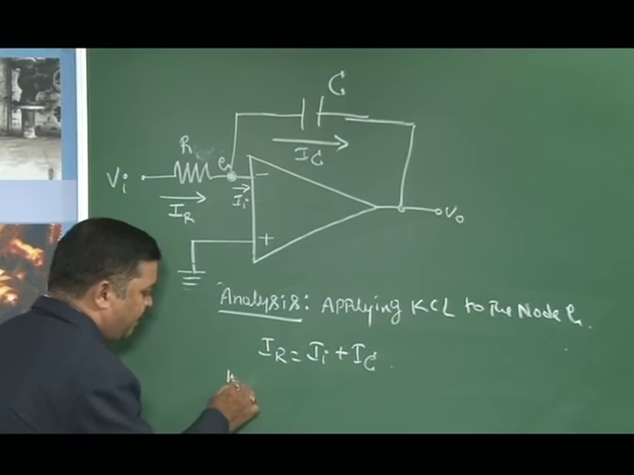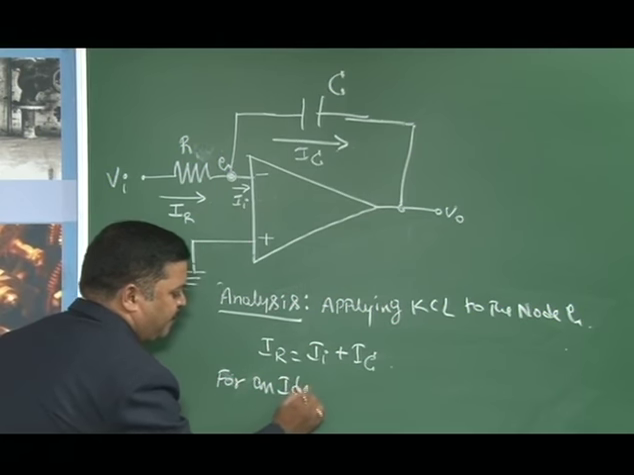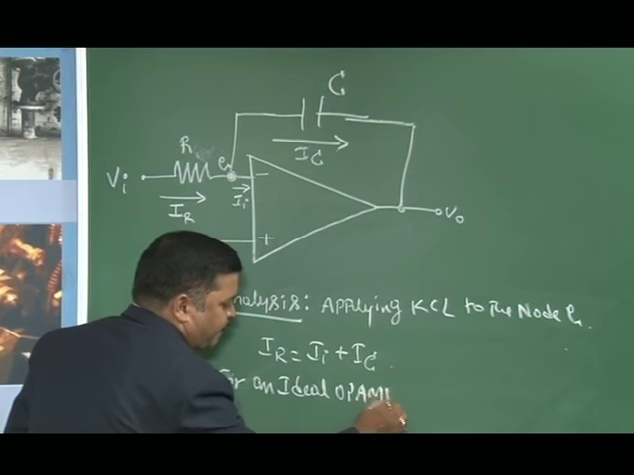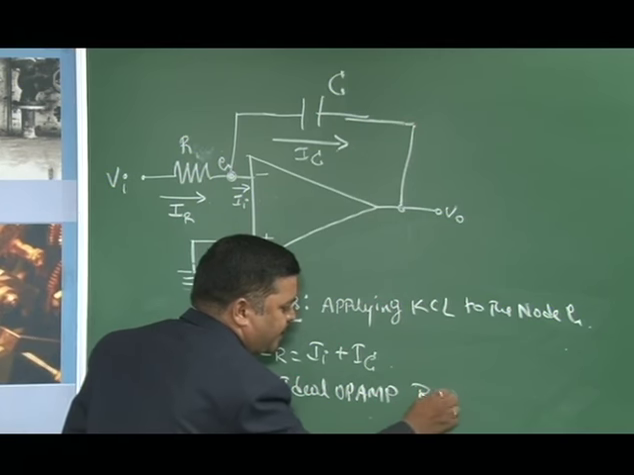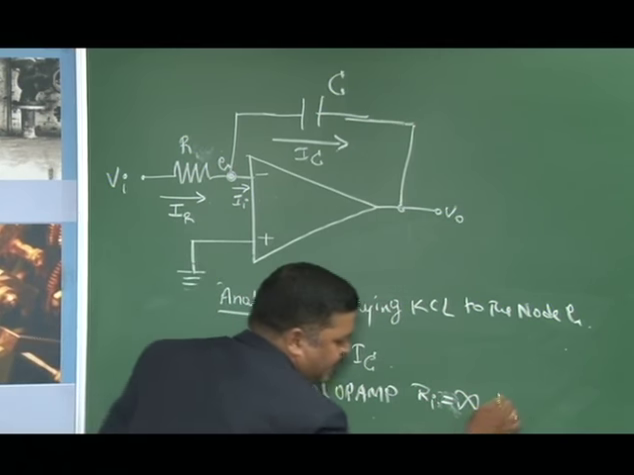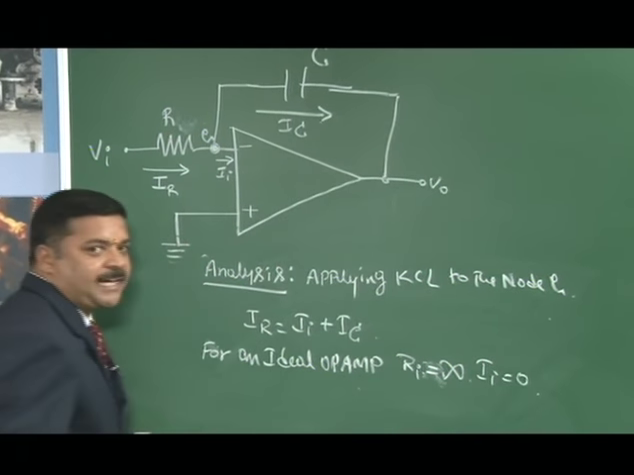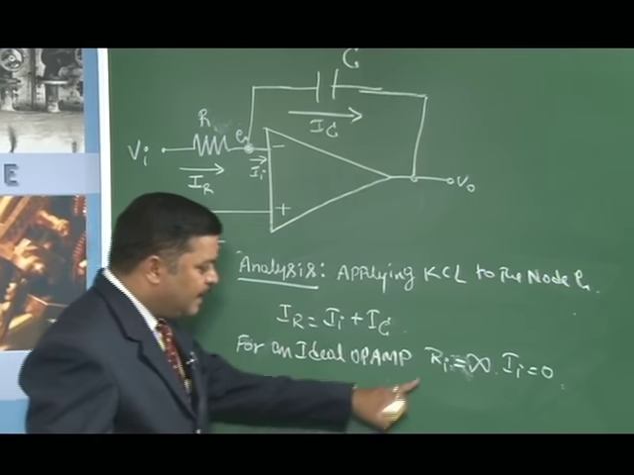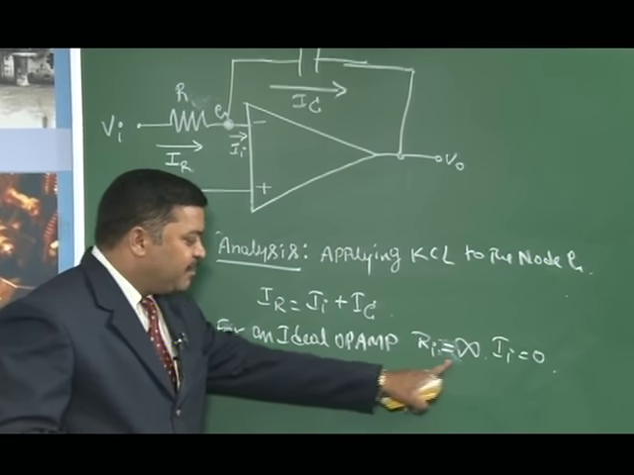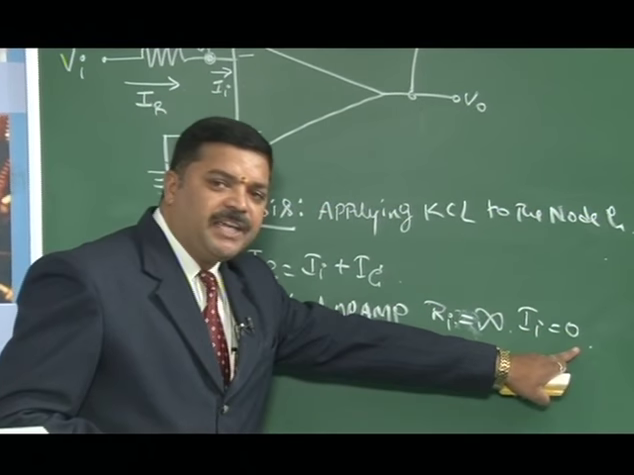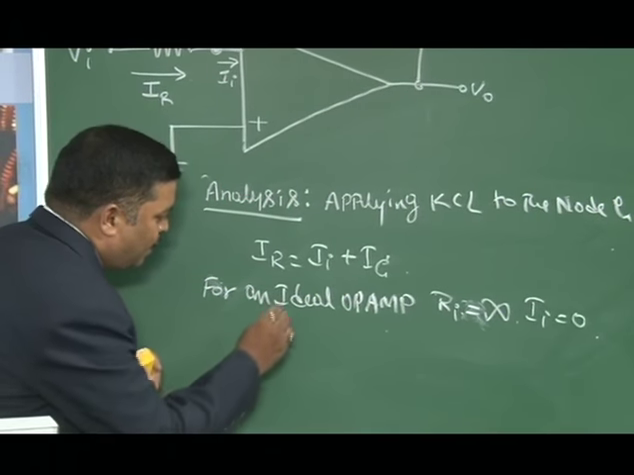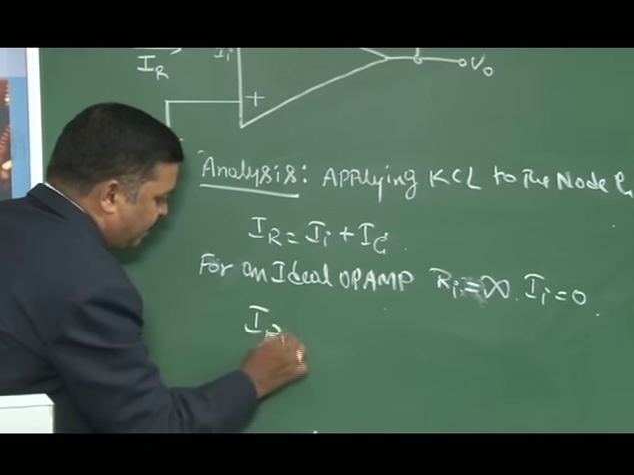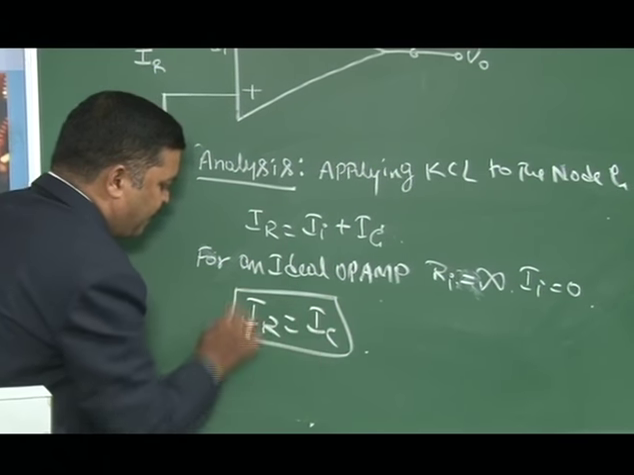Now, we know that we are using an ideal op amp here. For an ideal op amp, what is Ri? Ri is infinity. Therefore, what is II? II is 0. For an ideal op amp, one of the important characteristics is that input resistance is infinity. When the input resistance is infinity, the input current will be almost 0, the op amp draws almost no current. Therefore, what is the expression? IR is equal to IC. Let me call this equation 1.